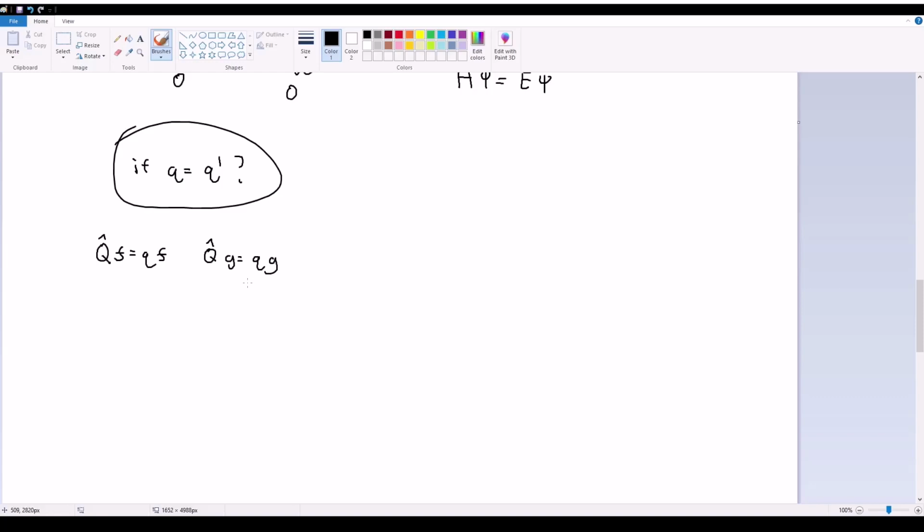So Griffiths is making the claim that if this is true, then if I operate q on any linear combination of f and g, so c1 times f plus c2 times g, this is also going to give me q times that same linear combination. He makes this claim right now, and later in problem 3.7, we're going to prove this.